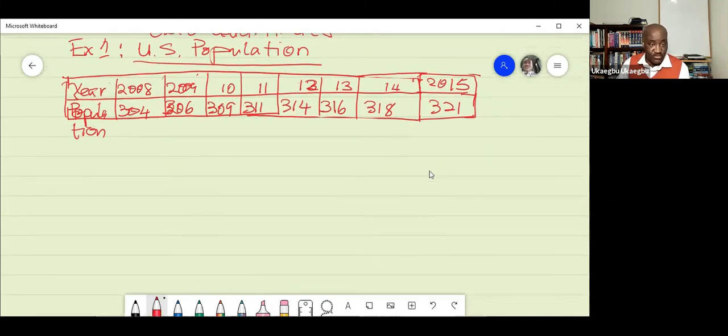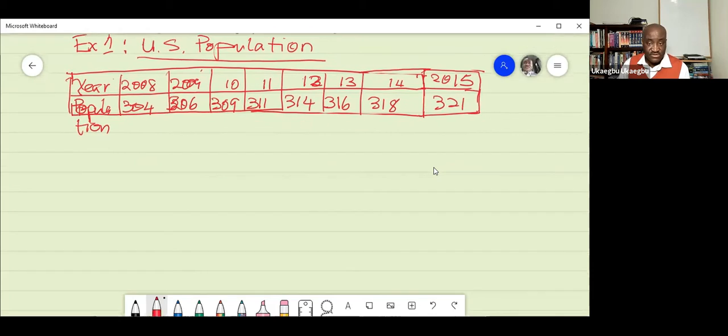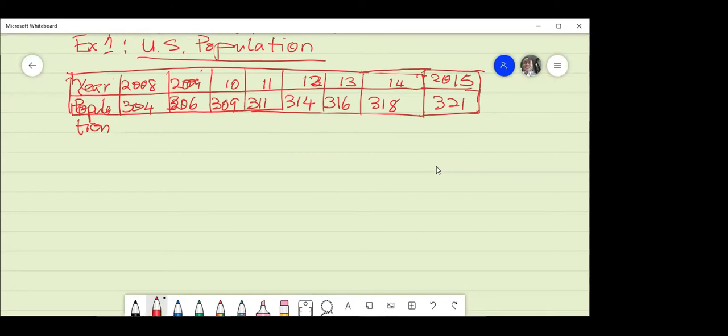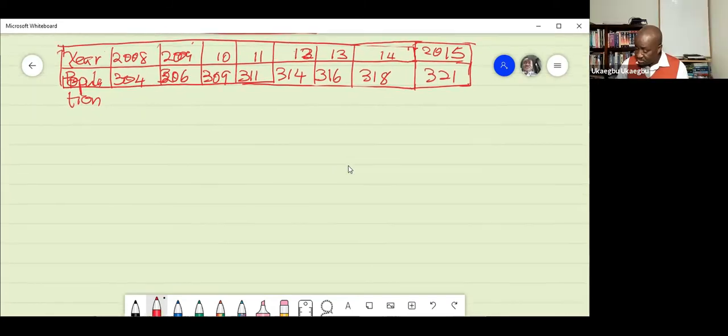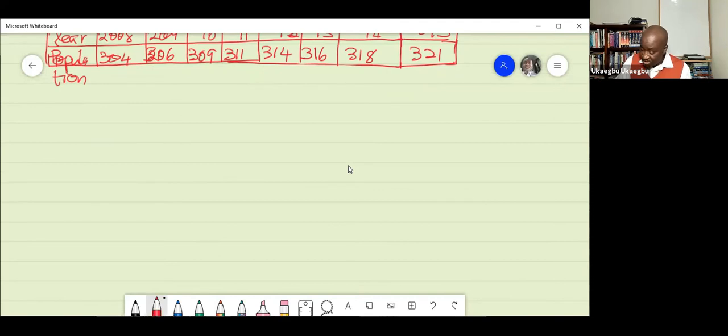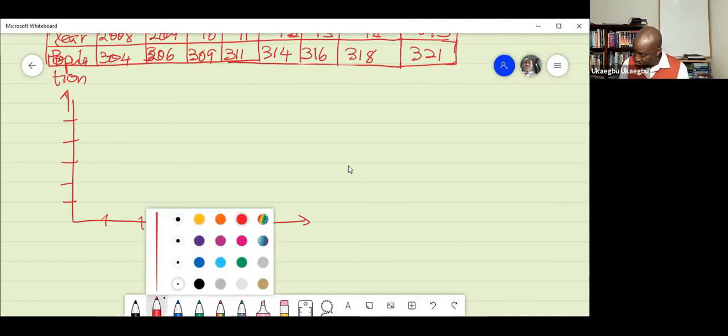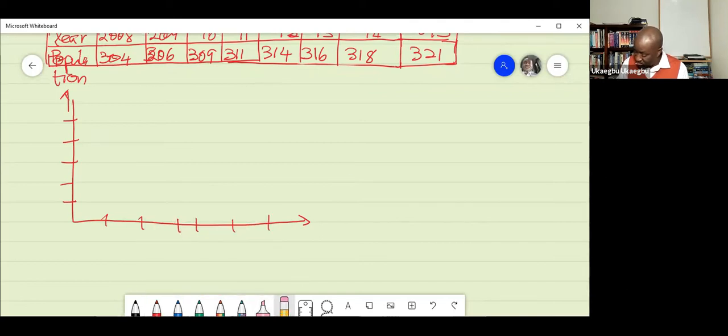Now, it is possible for us to analyze this information by plotting a graph. We are plotting a graph of year against population. So you can just sketch a quick graph of this particular data. We are just sketching, we're not really drawing something accurate. We are just trying to sketch to see how it could look.